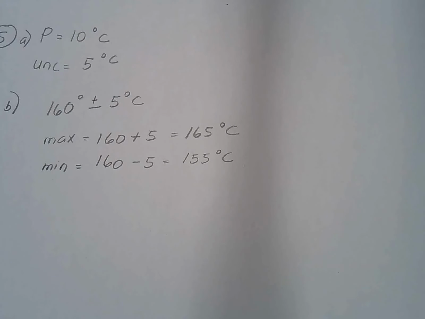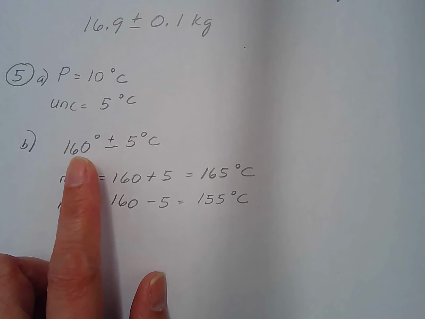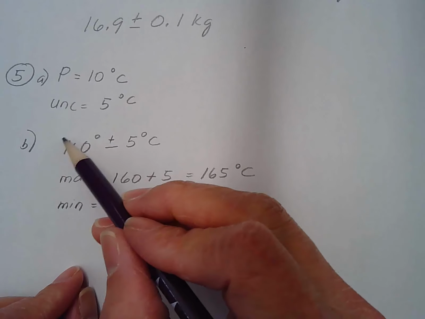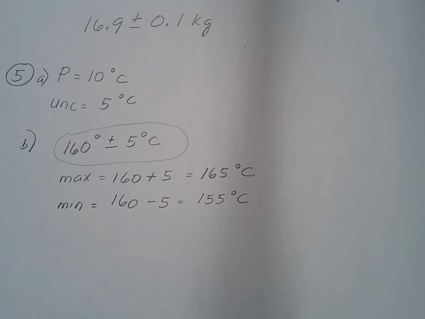Or you could write that as 160 plus or minus 5 degrees. But if they ask for what is the maximum, we should write down 165 and then 160 minus 5 for a minimum. Is that okay? So far so good?